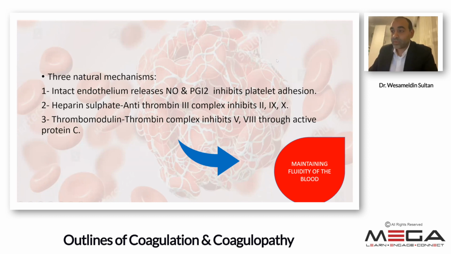Number two, heparin sulfate, which is secreted endogenously, acts with antithrombin 3, making a complex that inhibits factors 2, 9, and 10. Number three, the thrombomodulin-thrombin complex, which activates protein C, and active protein C in turn inhibits factor 5 and factor 8. These three natural mechanisms maintain the fluidity of the blood.